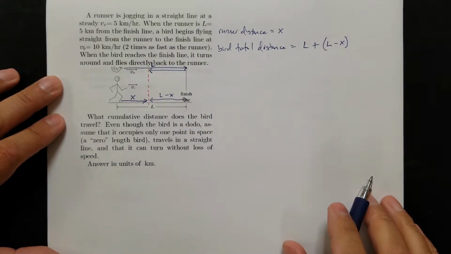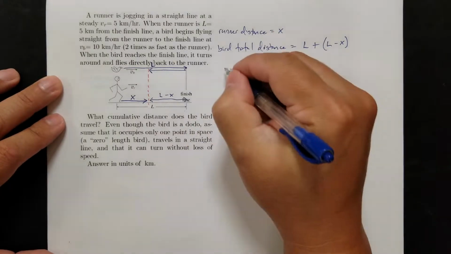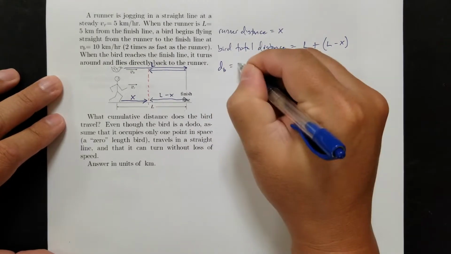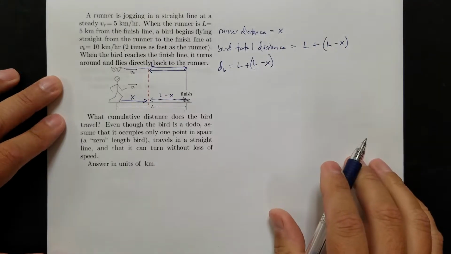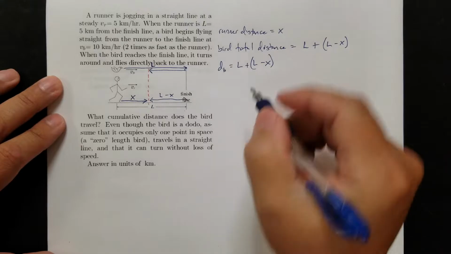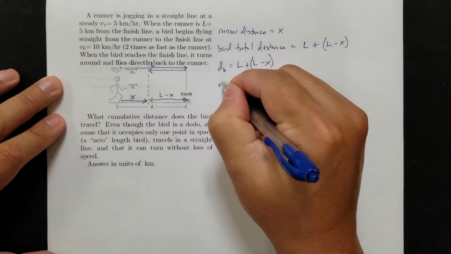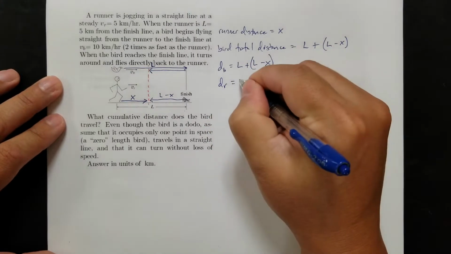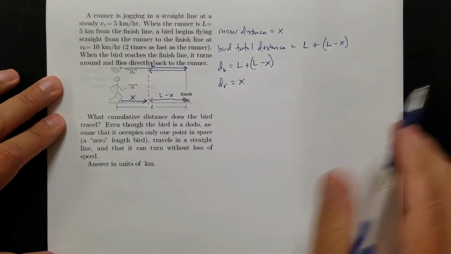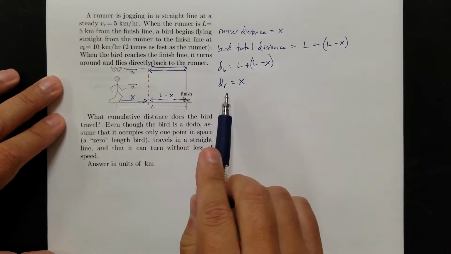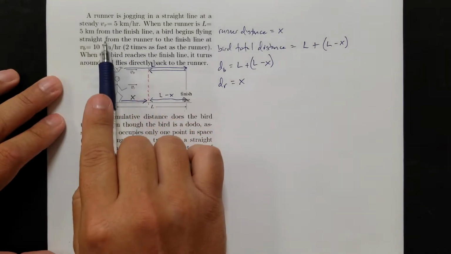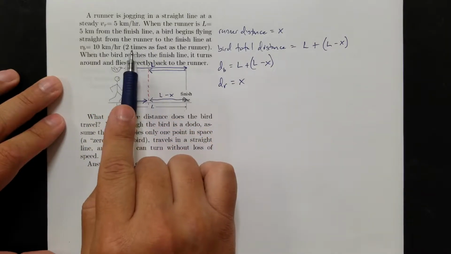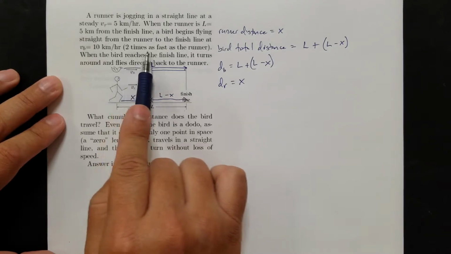All right. So now that I've got that, I know the distance of the bird. I'm going to call that dB. That's L plus L minus X. Right? And I know the distance of the runner is X. So I'm going to call the distance of the runner dr. So that's X. And I also know that the bird is so many times faster than the runner. Right? So my bird is 2 times as fast as the runner, right?